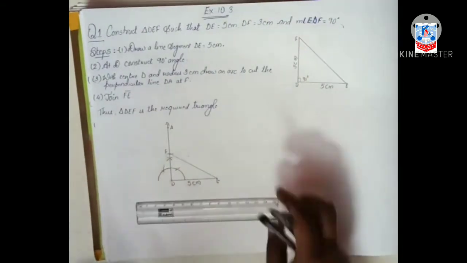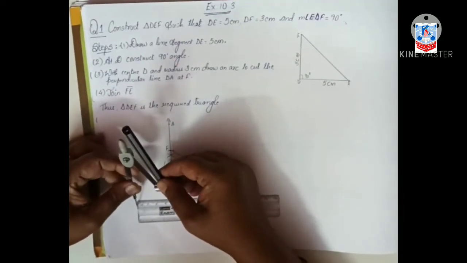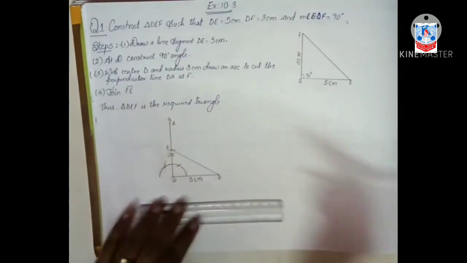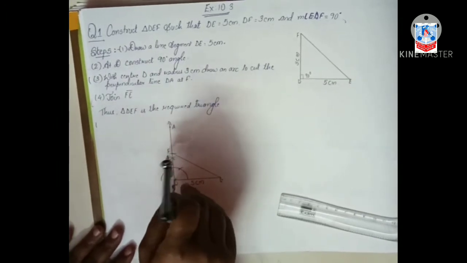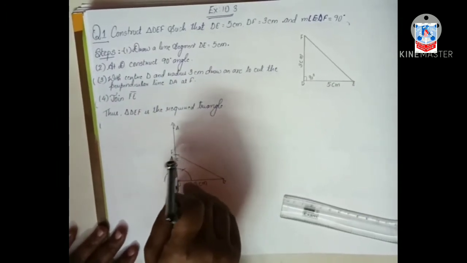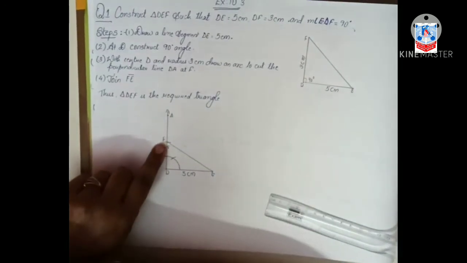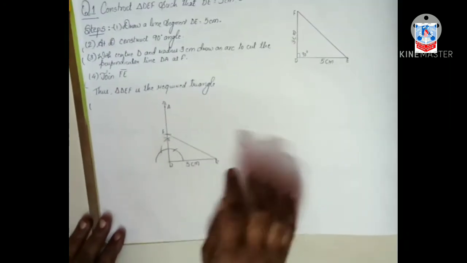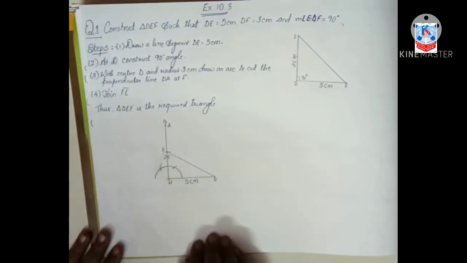Now what you will take? You will take the scale and you will take 3 cm like this way. Now with center D like this way, you will cut this perpendicular line DA at 3 cm. That is our point F. Now you will join F and E like this way. So this is our triangle DEF. Understood?